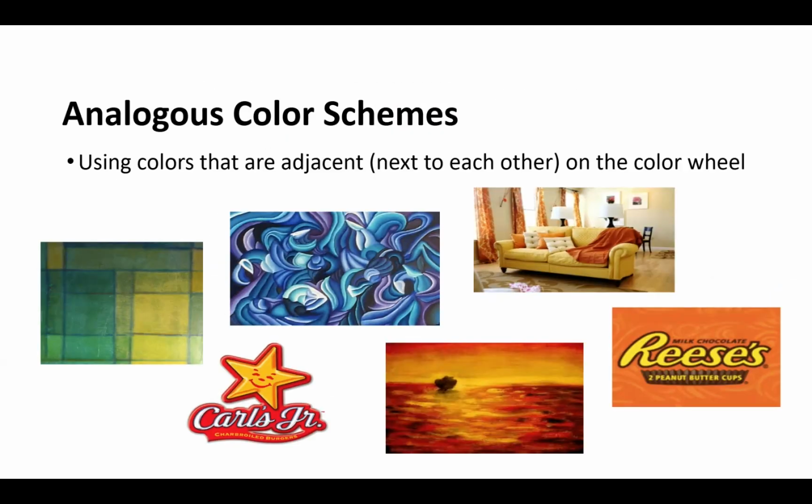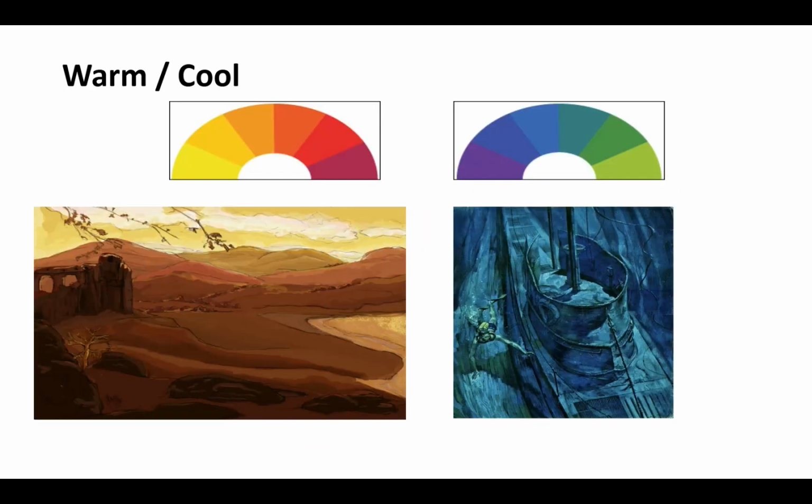Okay, some more terms. Here are examples of analogous color schemes. So these are using colors that are adjacent, right next to each other on the color wheel. We also have warm colors and cool colors. Consider how these warm colors make us feel warm. They're more comforting versus the cool colors. When you're describing feelings, oftentimes you associate being blue with being sad. And so these colors have an impact on us.